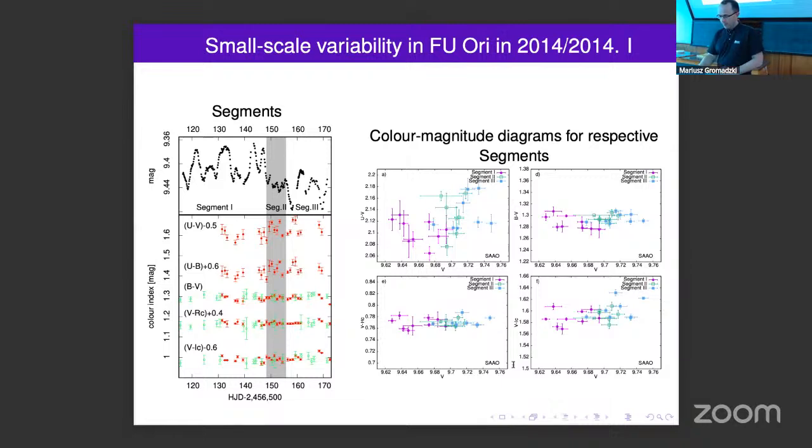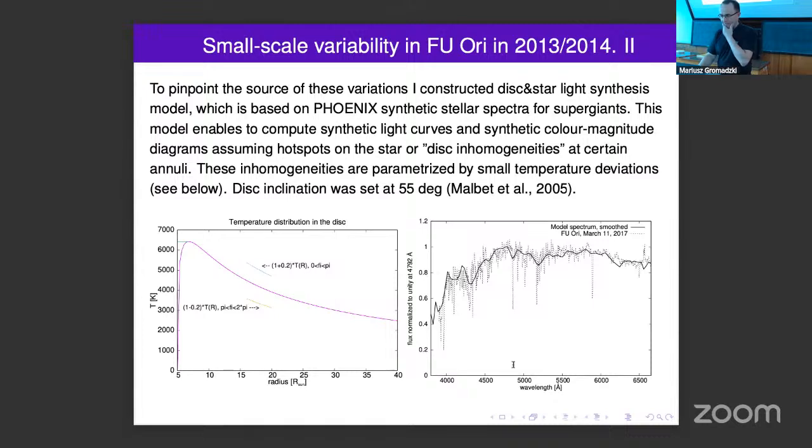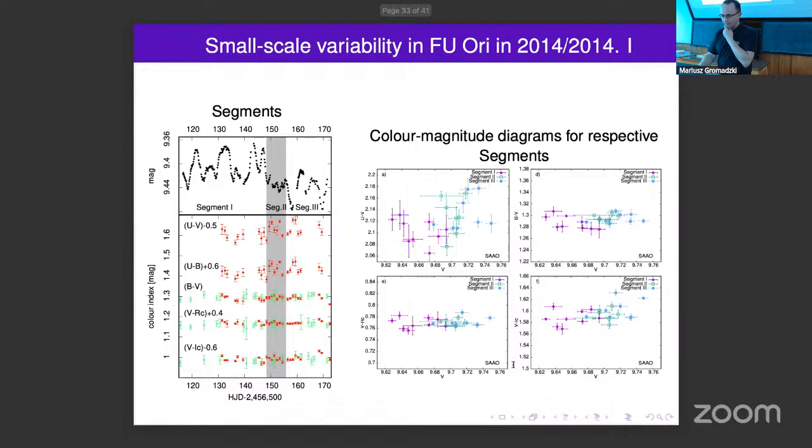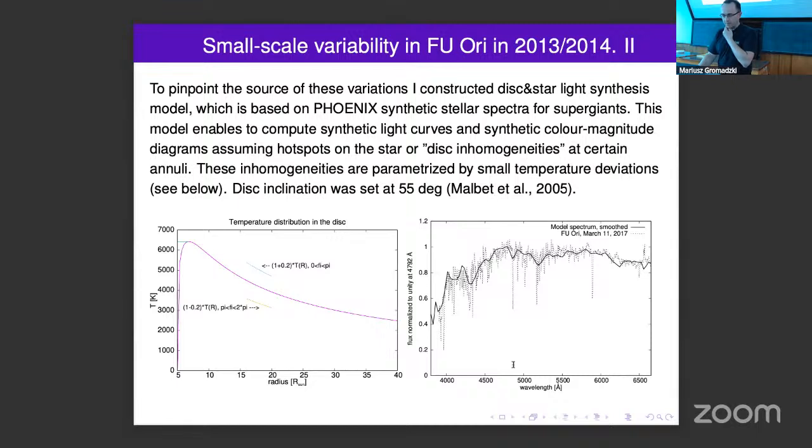And yes, then we decided to explain the cause of variations in the different classes, to construct this starlight synthesis model, which is based on Phoenix synthetic star spectra for supergiants, because atmospheres of FU Ori-type stars can be approximated by supergiant spectra. So we computed some synthetic spectra, like here the synthetic spectrum is compared with the observed spectrum of FU Orionis. The match is not very good, but the model is still in development, so it should be better in the future.